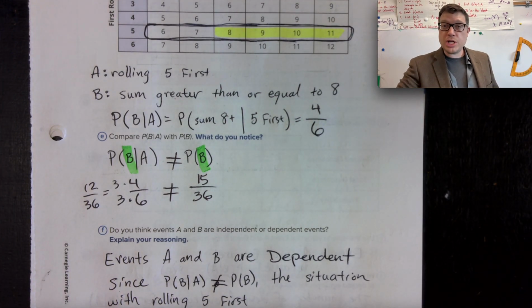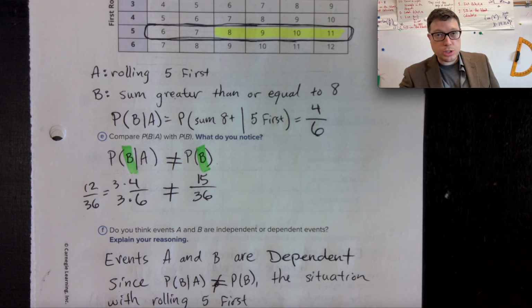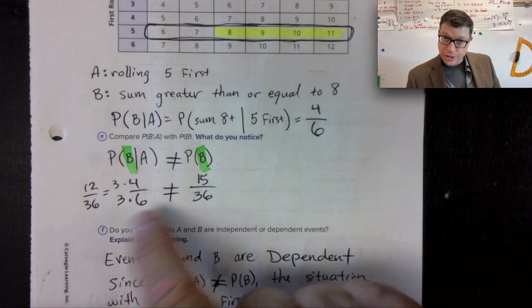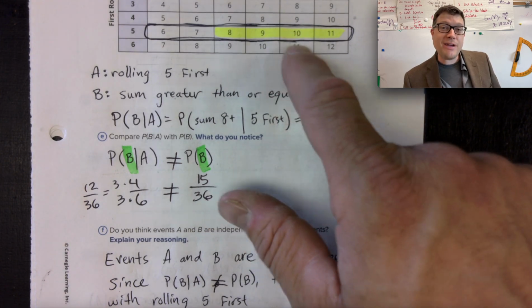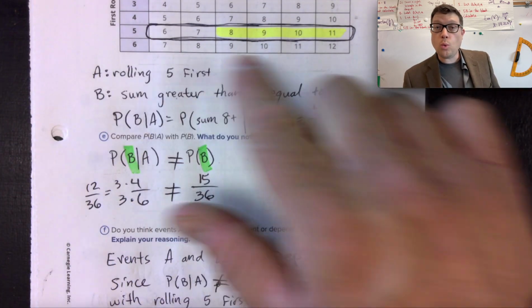So thank you for watching this conversation around how we can tell whether or not two events are independent or not. This is how. This is what given condition looks like. It's not the entire table. It's just one section of the table.